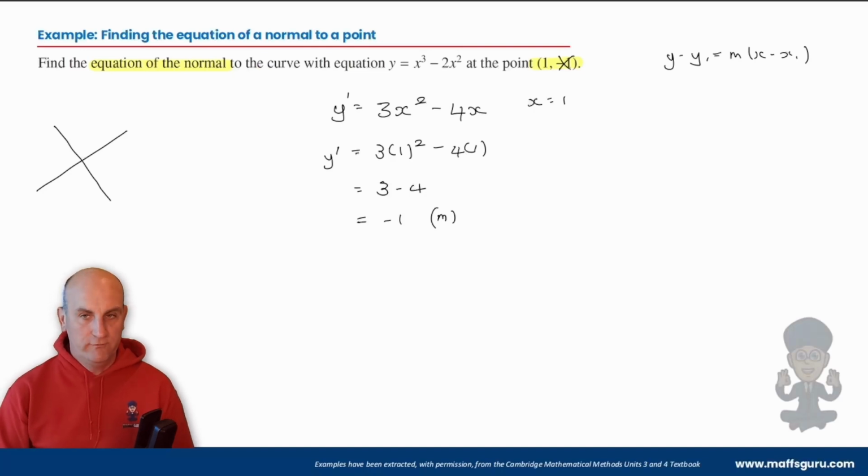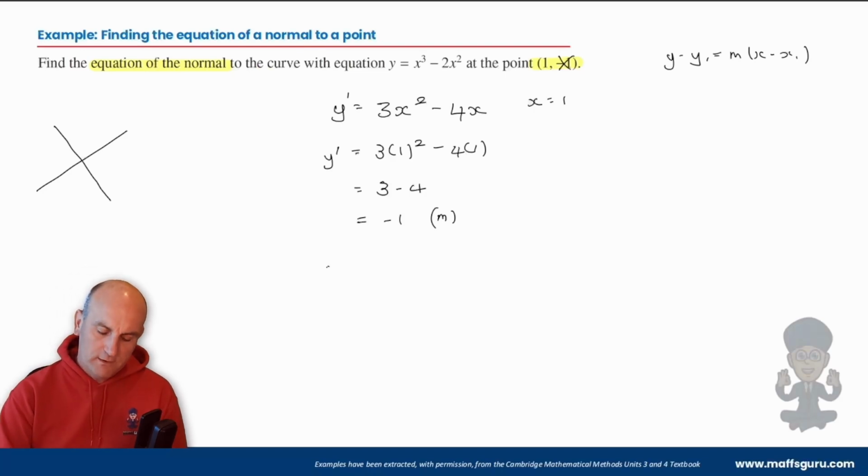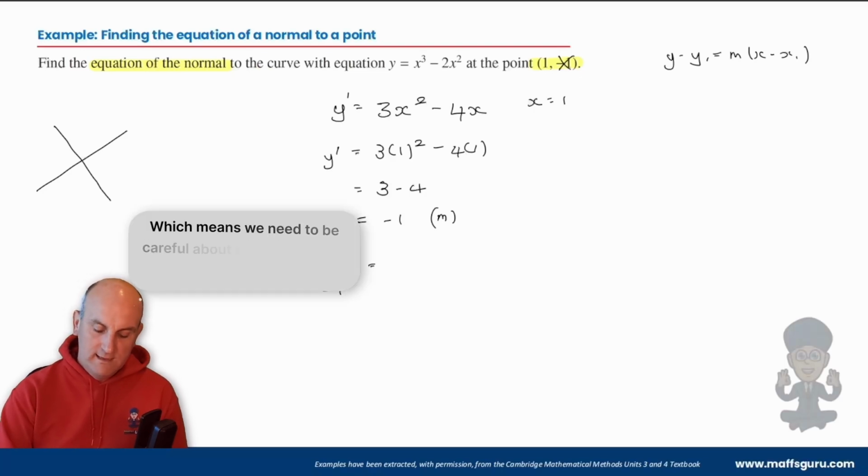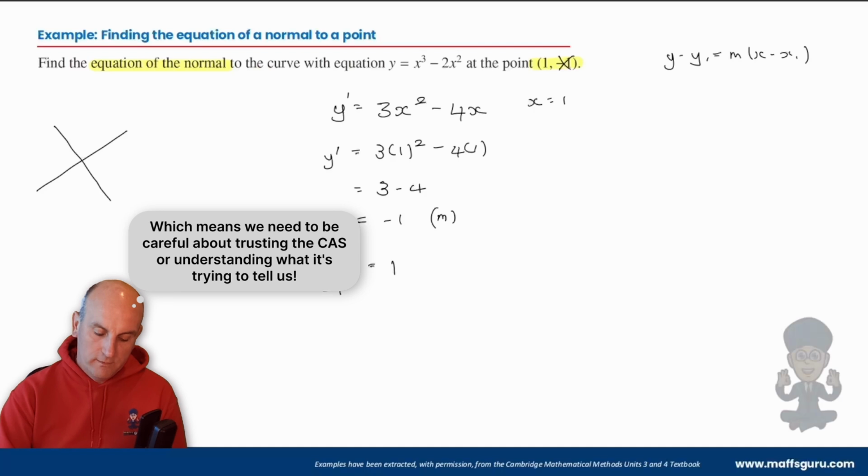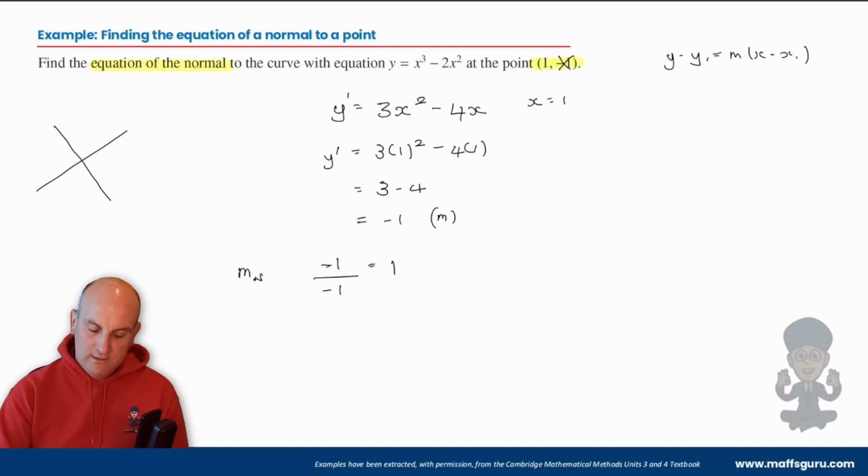But I don't want the gradient of my normal. I want the, sorry, that's the gradient of my tangent. I want the gradient of my normal. So what I'm now going to do is -1 divided by that value there. Well, -1 divided by 1 is going to give me 1. So I now know that the gradient of my normal is equal to 1.